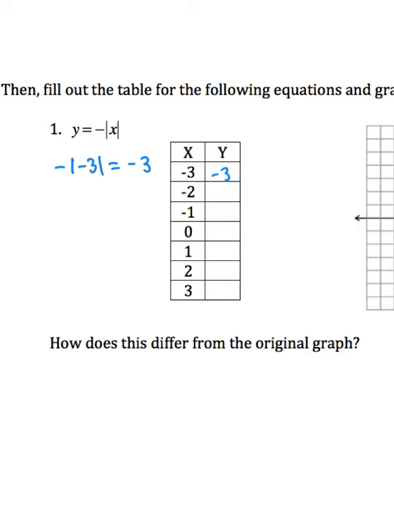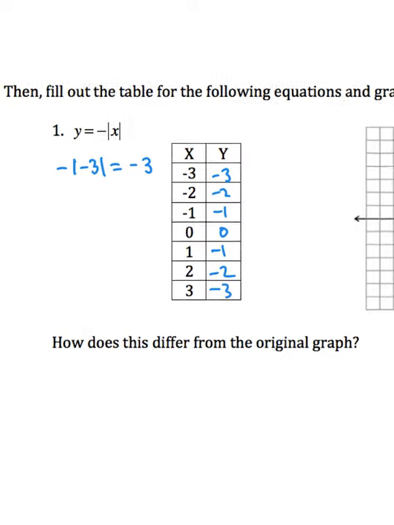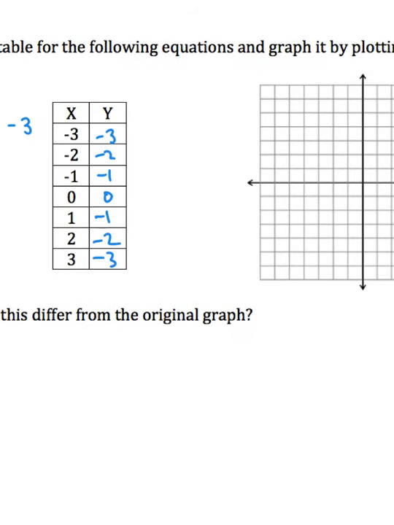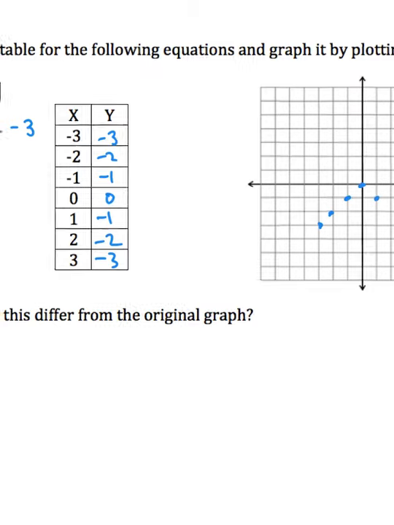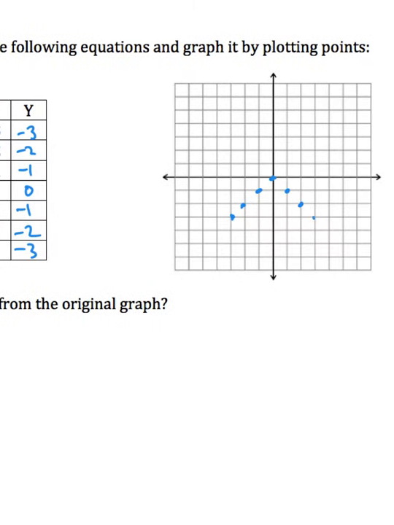So same thing with negative 2. Absolute value is positive 2, but then make it negative. Negative 1, 0, negative 1, because the absolute value of 1 is 1, and then make it negative. Absolute value of 2 is 2, then make it negative, and so on. So it's going to look like that. So what's this going to look like on our graph? If we have negative 3, negative 3, negative 2, negative 2, negative 1, negative 1, 0, 0, 1, negative 1, 2, negative 2, and 3, negative 3.